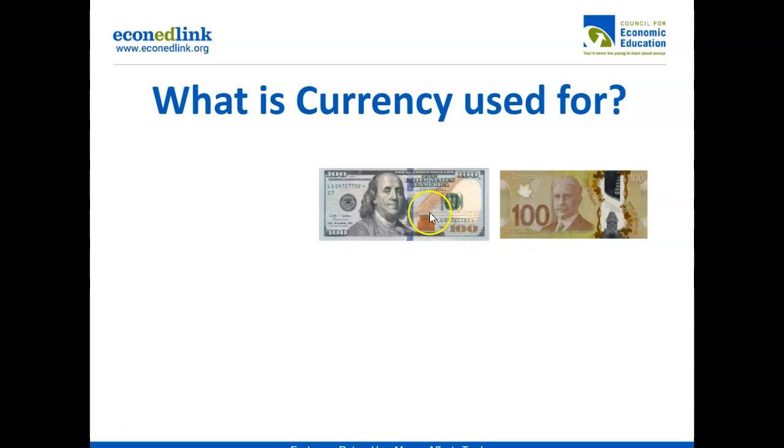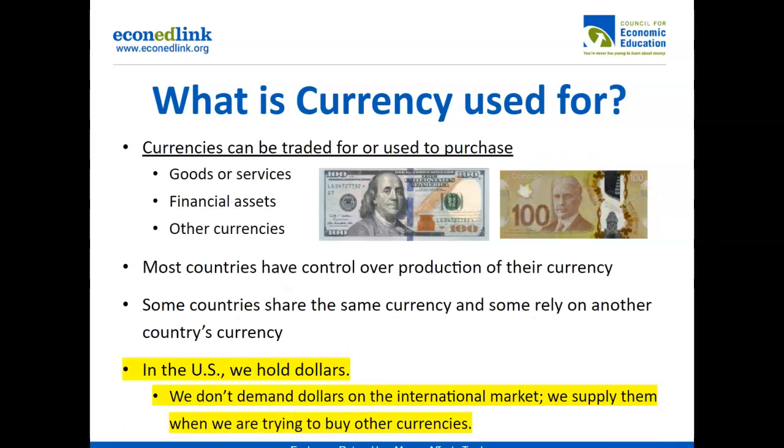This is an example of United States dollar. This is an example of the Canadian dollar. Currencies can be traded for or used to purchase goods and services, financial assets, and other currencies. Most countries have control over production of their own currency, so they can decide how much they want to have in the economy.